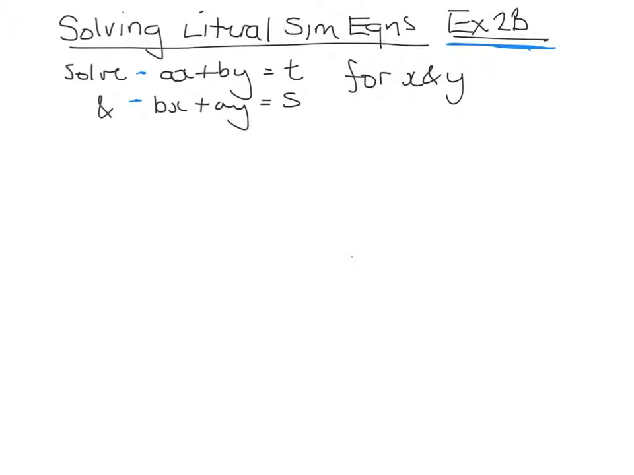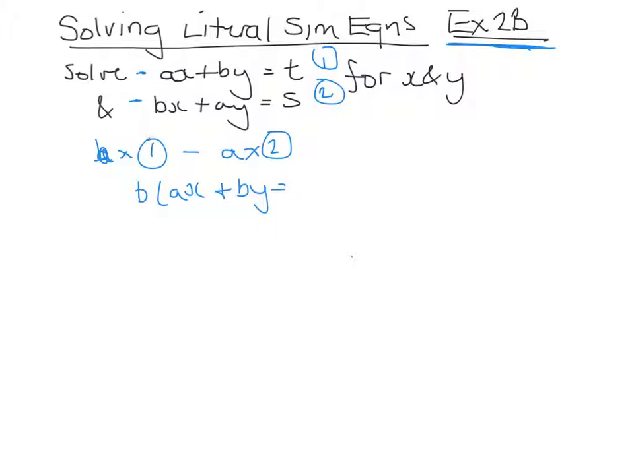Now what I'll do for equation number 1 here is I'll multiply that by b, and for equation number 2 here, I'll multiply by a. So I'll say b times equation 1 minus a times equation 2. So if I do that, I go b times ax plus by equals t, and a times bx plus ay is equal to s.